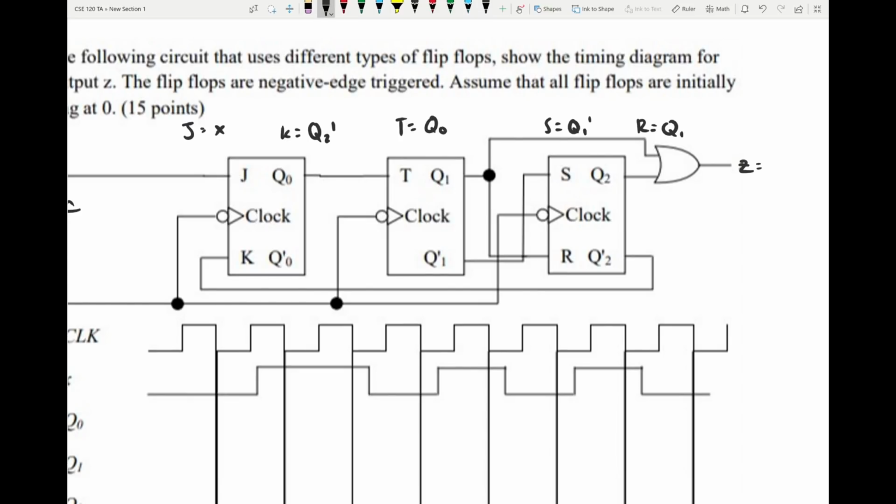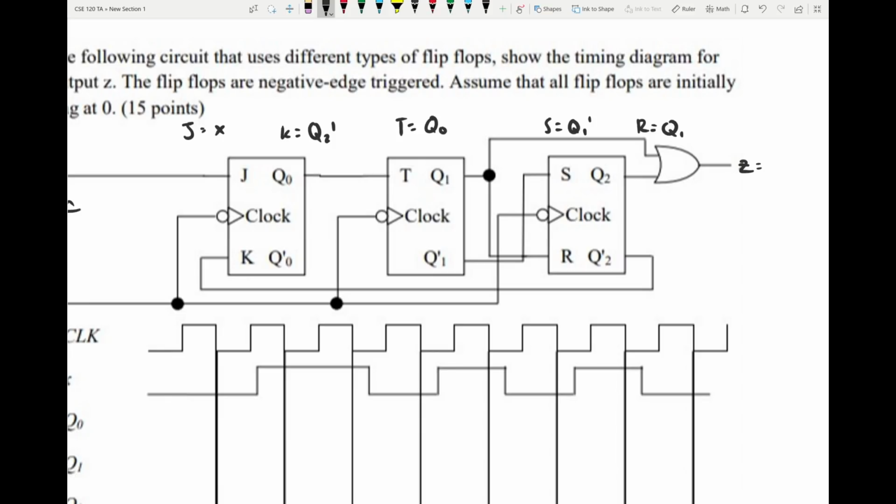However, one is the complement of the other, which means that exactly one of them will be a 1 at all times. There's no situation where we won't have a 1 on an S or R, or we'll have a 1 on both of them. That will never happen. One will always be a 1, and the other will always be a 0. So that's going to simplify this quite a bit.